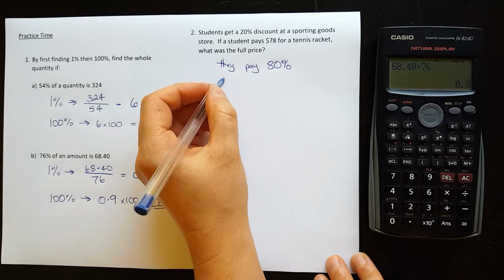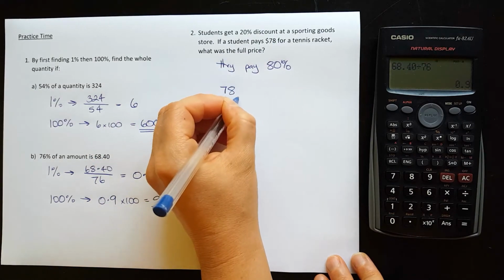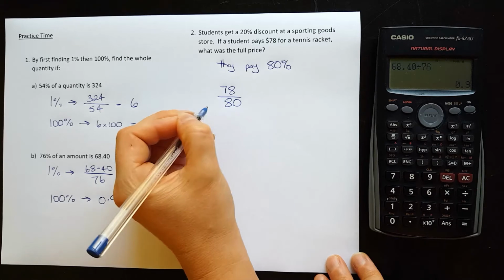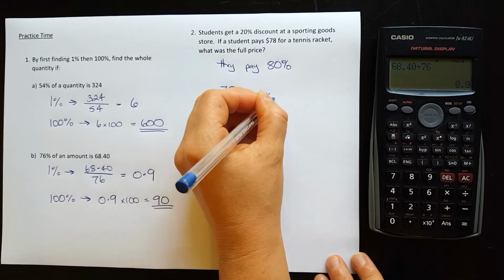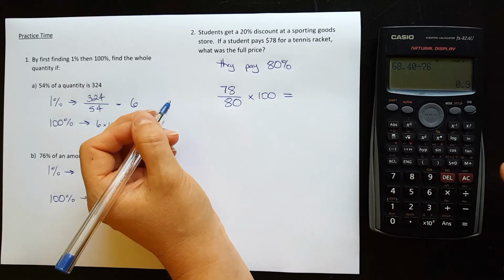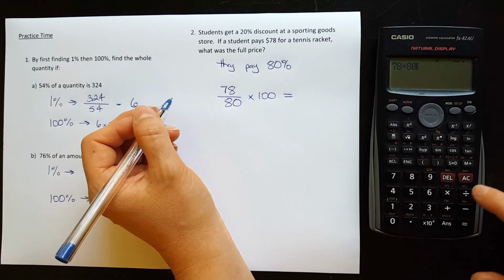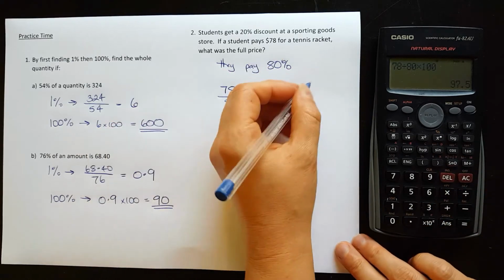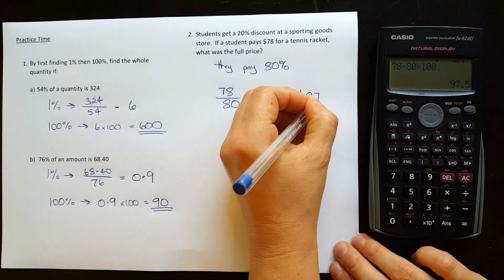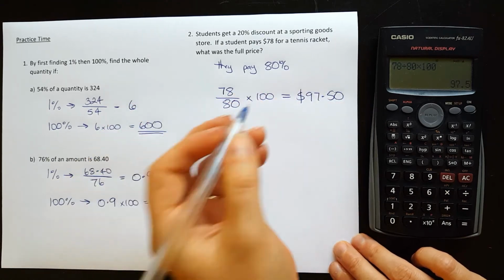So I need to use 80% when I do my method. If it cost them $78, if I divide that by 80, I find 1%. I times that by 100, and that will tell me what the original full price of the racket was, which is $97.50.